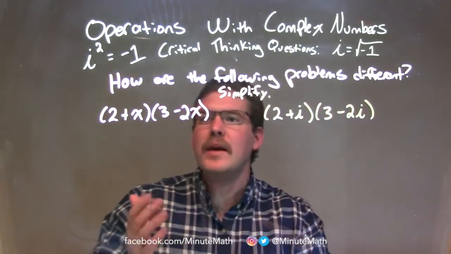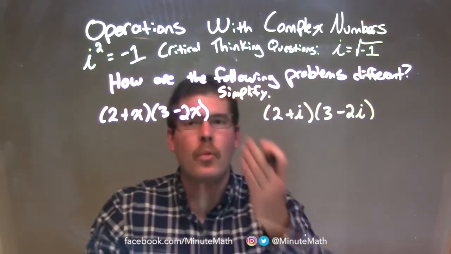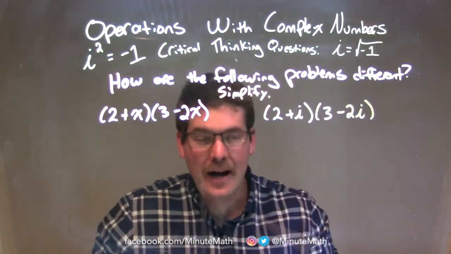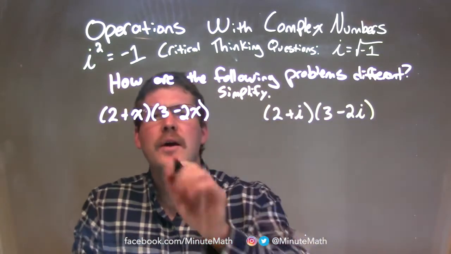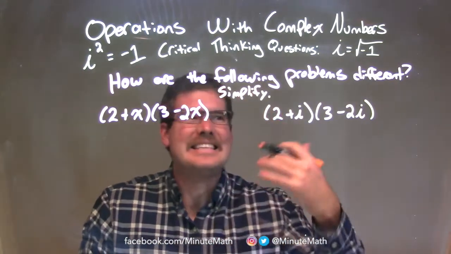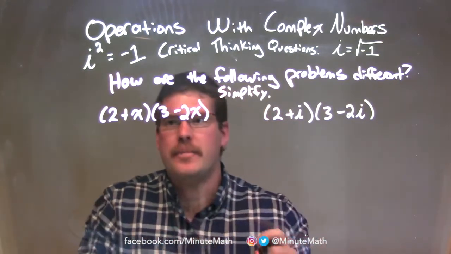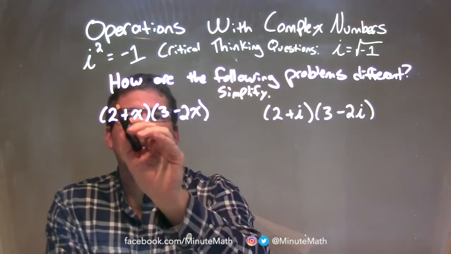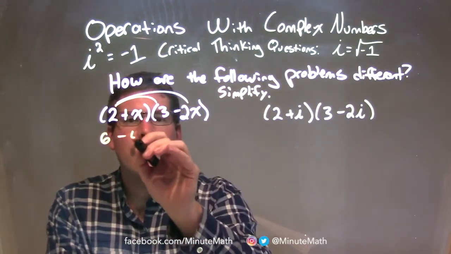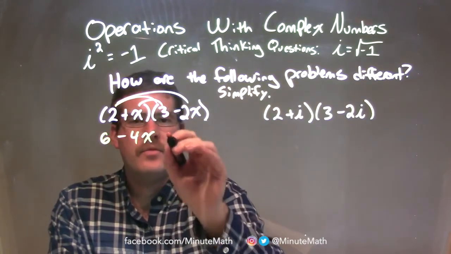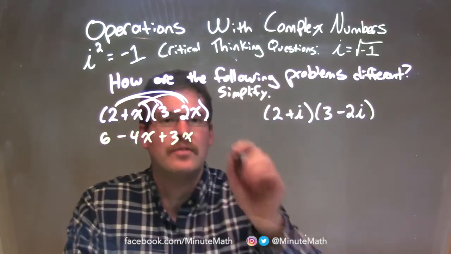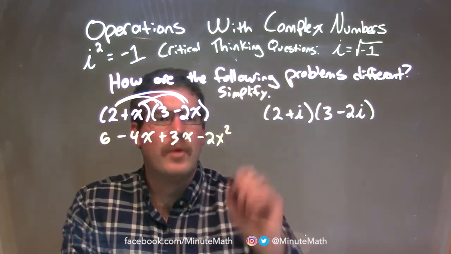What you can see is they're essentially the same, except one has the variable x and one has the imaginary number i. So we're going to simplify each one of these individually so we can determine what is the difference, or if they are different. Let's just distribute here. 2 times 3 is 6. And 2 times a minus 2x is a minus 4x. x times 3 is 3x. And x times a minus 2x is a minus 2x squared.